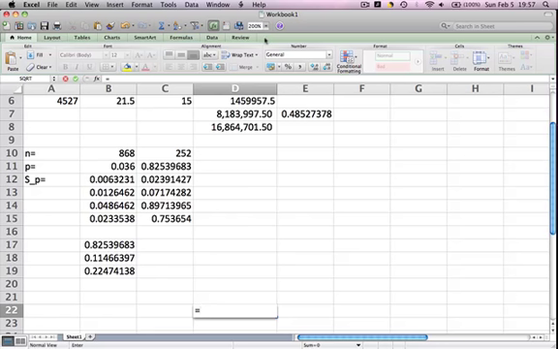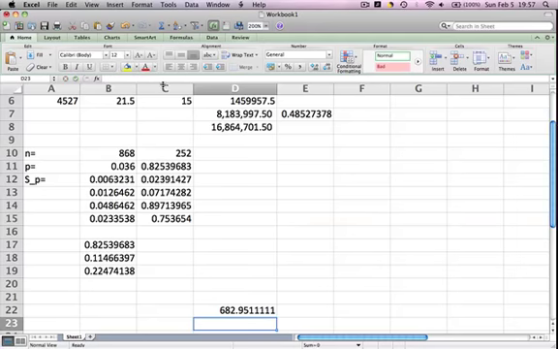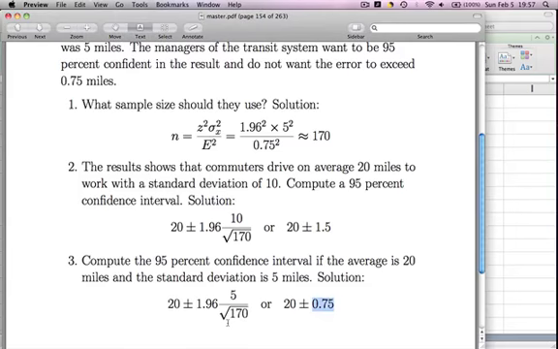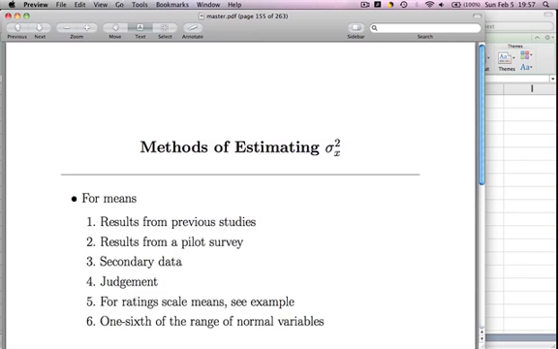So if we were to take z squared, so 1.96 squared, times sigma squared, so 10 squared, divided by 0.75 squared, that is the standard error that we were after. So we're going to need a sample of about 683. We already have a sample of 170, so we'd have to get another 510 or so. All right, well, where do we get these estimates of sigma squared?